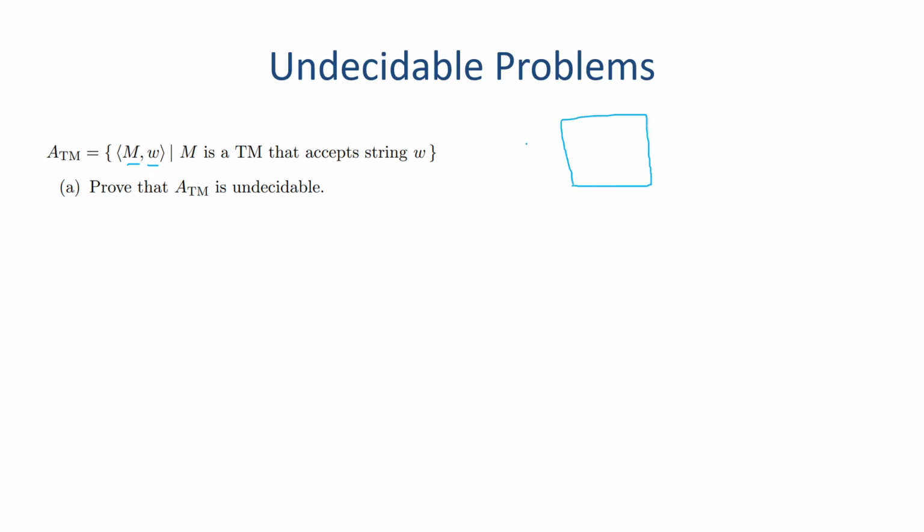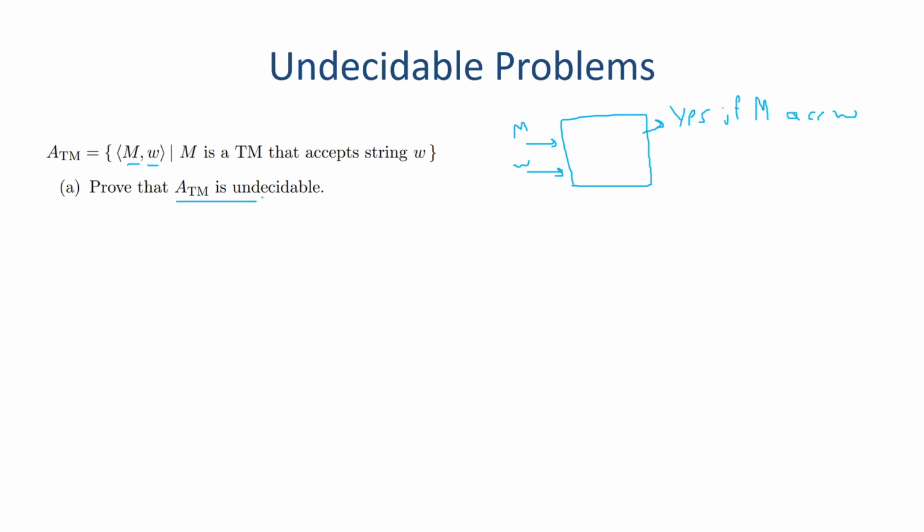Now we're working with Turing machines, not DFAs like before. So be careful here. When the input is M, it's not a DFA, it's actually a Turing machine, which makes it different. So M on W, it says yes if M accepts W. Prove that ATM is undecidable. We've done this before. ATM is undecidable.